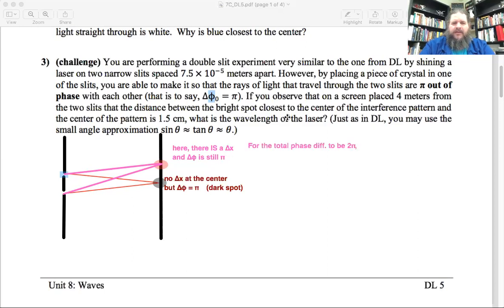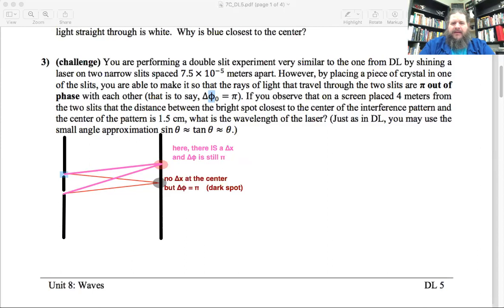For the total phase difference to be 2 pi, we need an extra pi from the delta x term. And specifically, that'll be from the 2 pi delta x over lambda. So we can say we've got an extra pi from 2 pi delta x over lambda. In other words, we need 2 pi delta x over lambda to equal pi, or really any odd multiple of pi, but I think 1 pi is going to be the easiest to use if we want the smallest distance from the center.